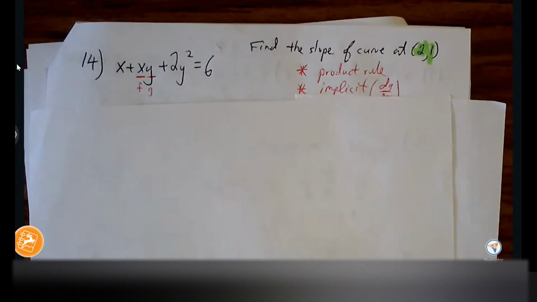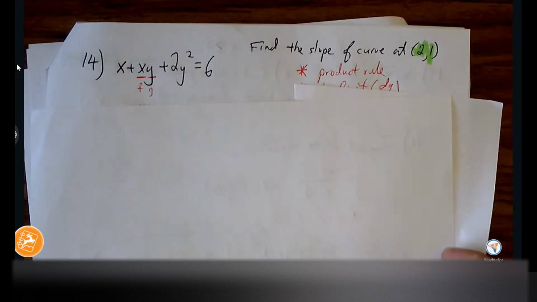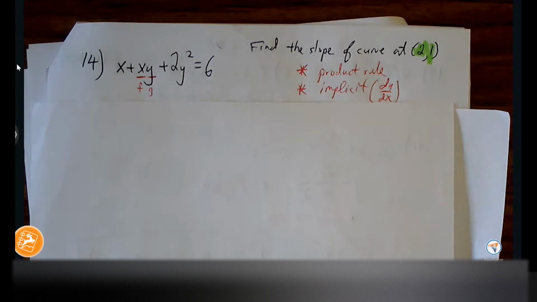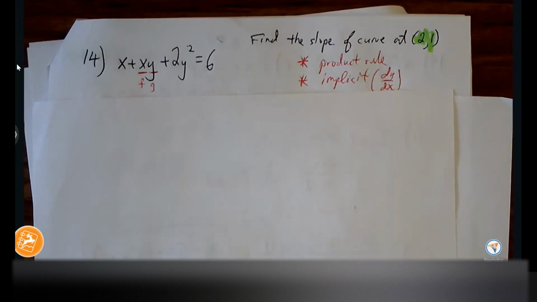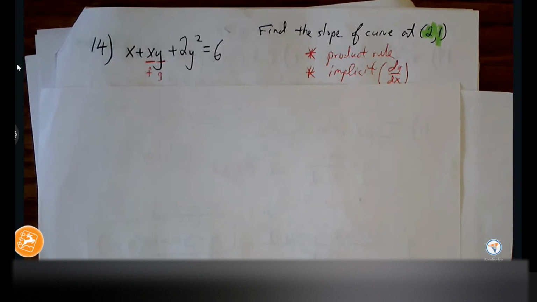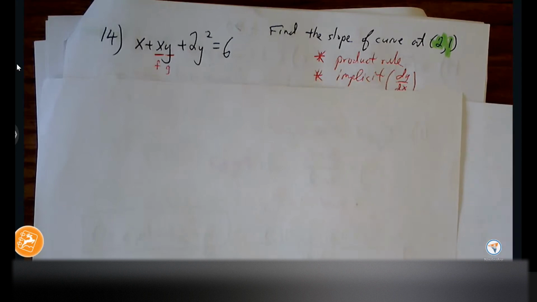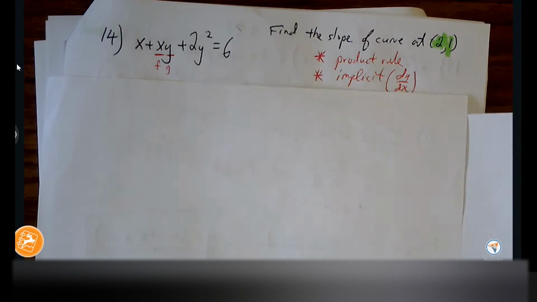Product rule because of the x times y, right? There's no way for us to resolve that. We have two different variables that are multiplied together. So we have to keep those separate and understand that they're being multiplied, and the way we involve derivative of something multiplied, we have to go through product rule. Implicit because we have y's showing up inside the equation. So we begin our derivative process.